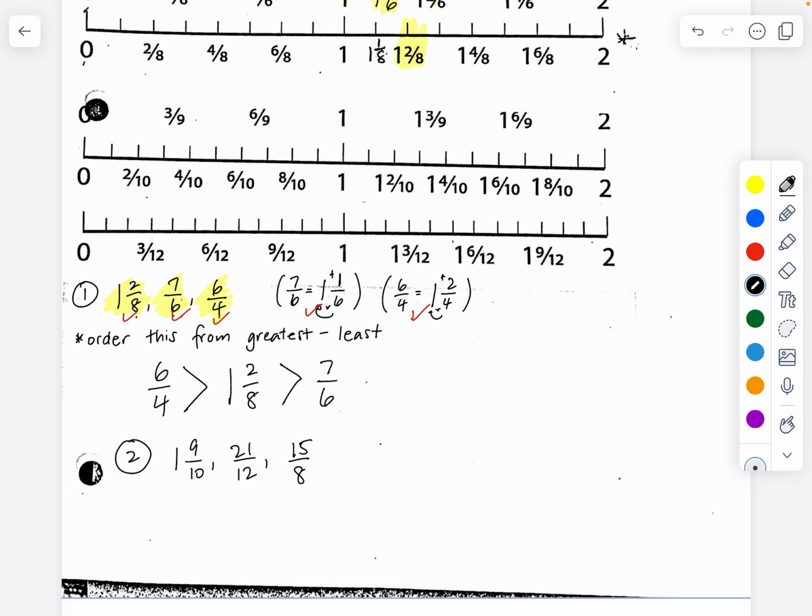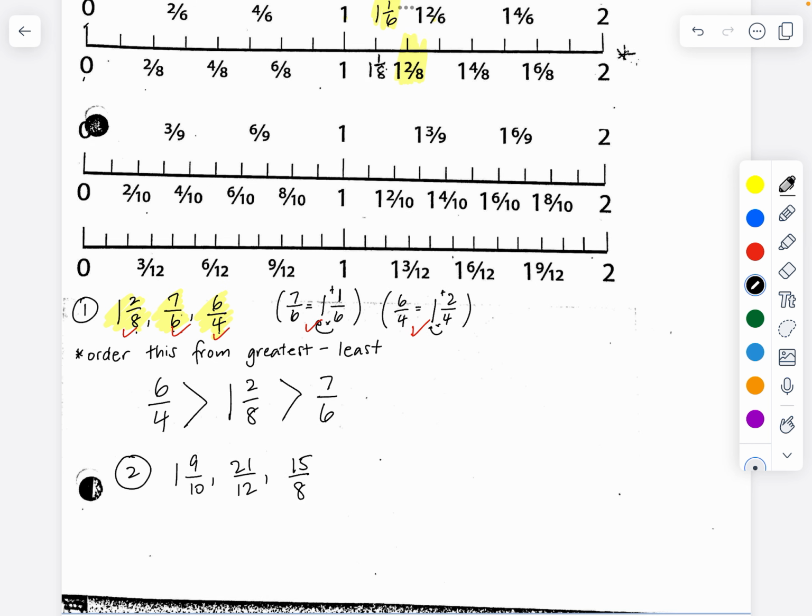I encourage you, pause the recording, go through the same steps as we did with number 1, and check your answers when you're done to see if you're on the right track. Again, same thing. Please order these improper fractions and mixed numbers from greatest to least.